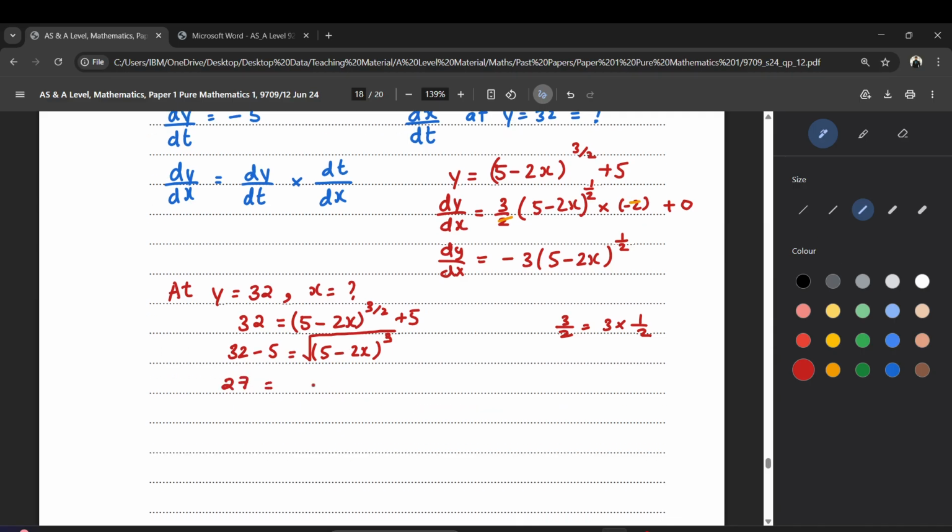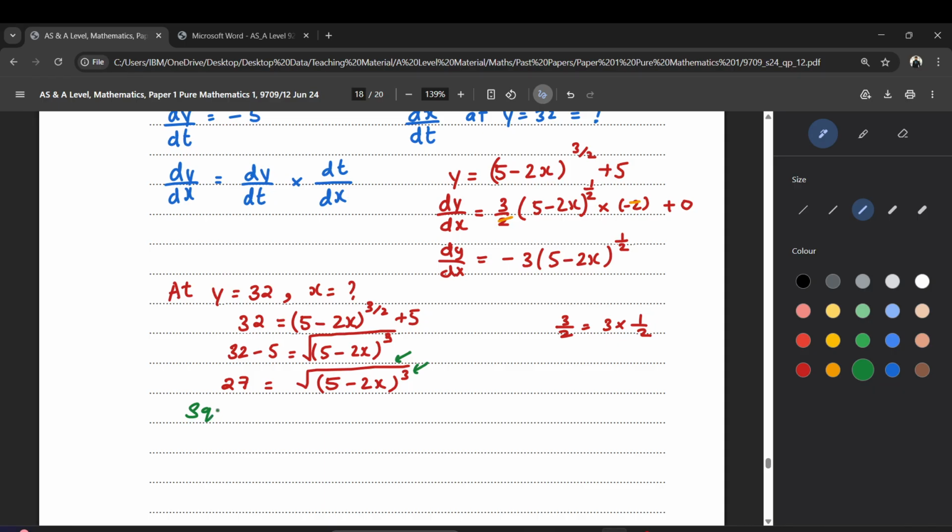So this becomes 27 equals (5 minus 2x) whole cubed, and then under root. In order to find x, I have to first get rid of this square root, and then I have to get rid of this cube. In order to get rid of the square root, I'm going to square both sides.